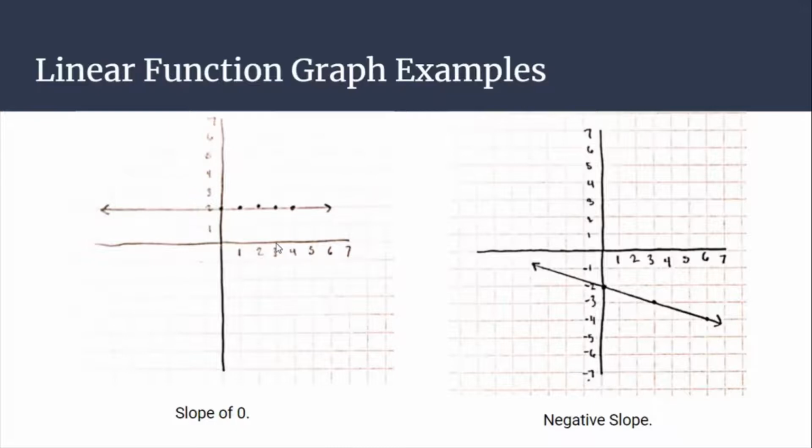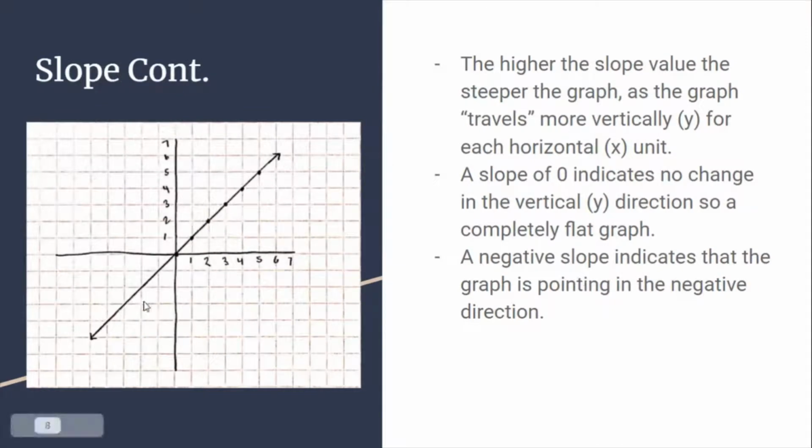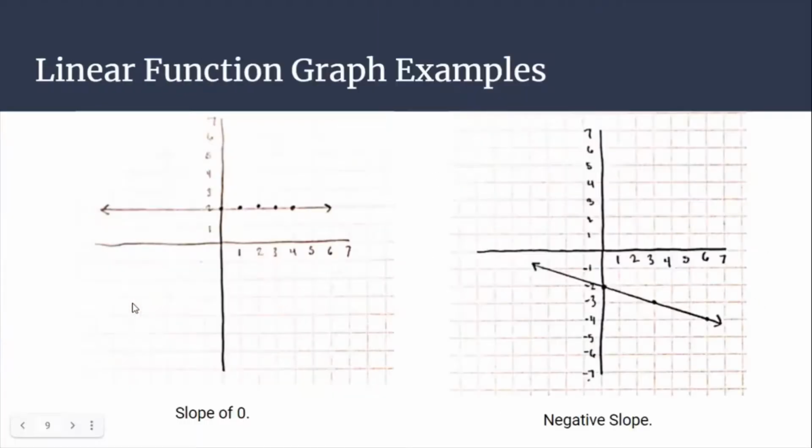Here are just some examples of what we were discussing in the previous slide. This is what a linear function with a slope of 0 would look like. It's just a completely horizontal line that has the same y value for all x values. This means that the y is not changing at all, which is why it has a slope of 0. And a negative slope is shown right here. The graph moves in the negative direction, as opposed to the positive direction shown in these two examples. What this means is that the y changes in a negative direction for each increase in the x direction.